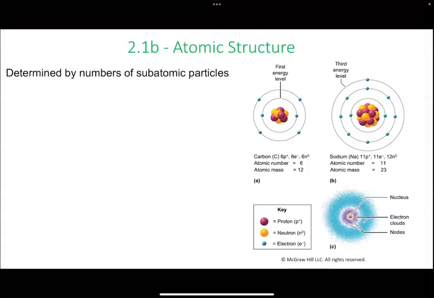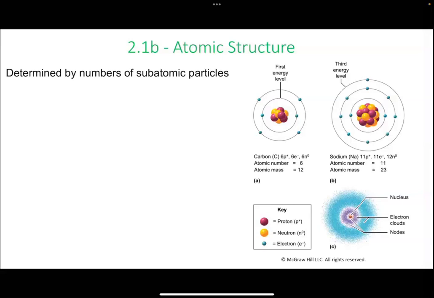Let's look at the atomic structure. What are we talking about? What we're talking about in atomic structure is what do we think these atoms look like? How are they arranged? What are they made up of? And what we think they're made up of are these things called subatomic particles.